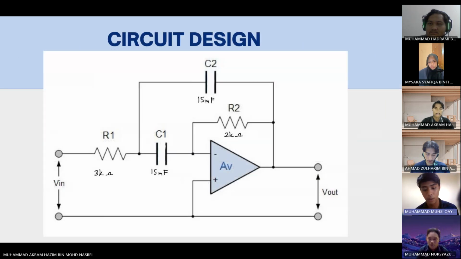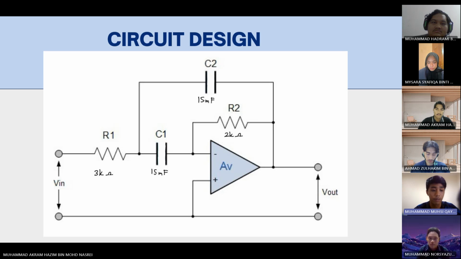This circuit design represents a band pass filter amplifier. Let me break down the design and function of the circuit. The main purpose of this circuit is twofold. The first one is the band pass filter and the second one is amplification. By combining these two functions, this circuit is widely used in systems that require frequency selection, such as audio processing and communication devices.